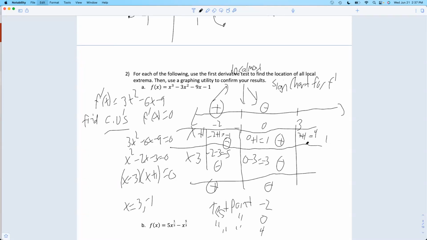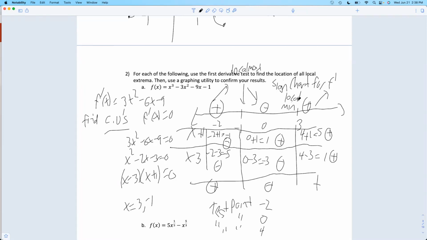Oh, sorry, I made stuff up. My test point was 4. 4 plus 1 is 5. That's a positive. 4 minus 3, plugging in here, is 1. That's a positive. 2 positives multiplied together, because that's what they are, is a positive. The derivative is positive in this region. That means the graph is increasing. So I'm going from down to up. I've got myself a local min right here.